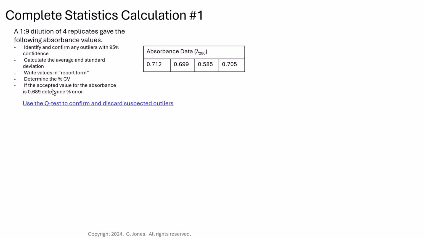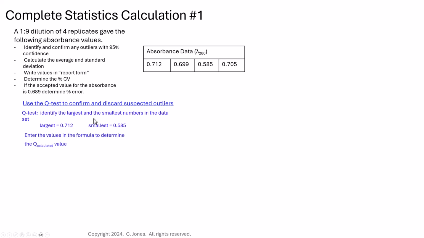So take a minute, look through this data. What do you think could be an outlier? Right, 0.712, 0.699, 0.585, or 0.705. And I think that 0.585 is probably an outlier. So I'm going to call that my suspect value. I suspect it is an outlier. So we're going to identify the largest and smallest numbers, 0.712 and 0.585.